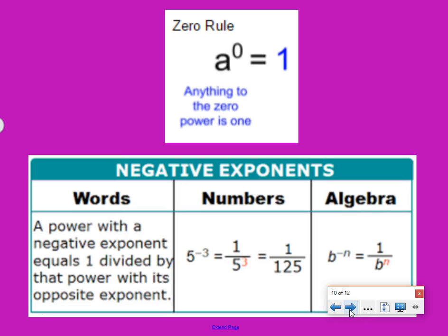All right, so again, a reminder of our 0 rule. Anything to the 0 power is equal to 1. So we could have 12 to the 0 power, that would be 1. We could have 1,000 to the 0 power, it would still be 1. Any number to the 0 power is 1. And then here's a little thing on negative exponents, which you won't need for this investigation. We'll talk later about that in our notes for our homework.